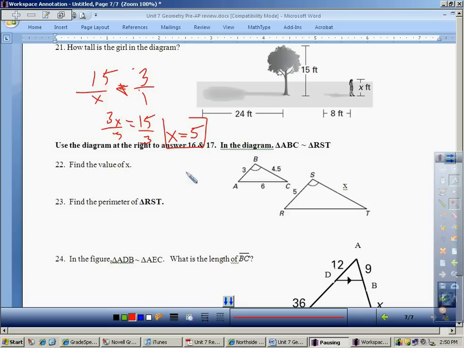Finding the value of x, I do this by simply setting up a proportion, and I compare the corresponding parts.